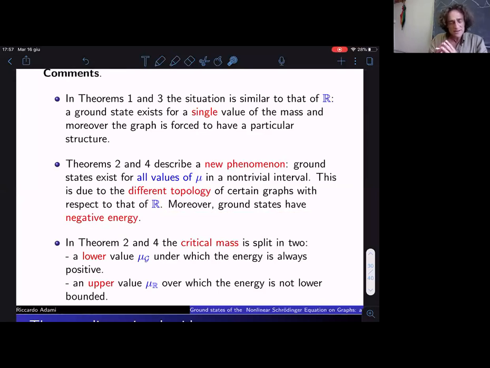may sound normal, but it is not. Because when you have a negative energy function in standard NLS, in the critical case, in finite time, it collapses through blow-up solutions. In this case, no, it is stabilized by the topology of the graph. This is another strange phenomenon that we started to investigate, but we still don't have any result.